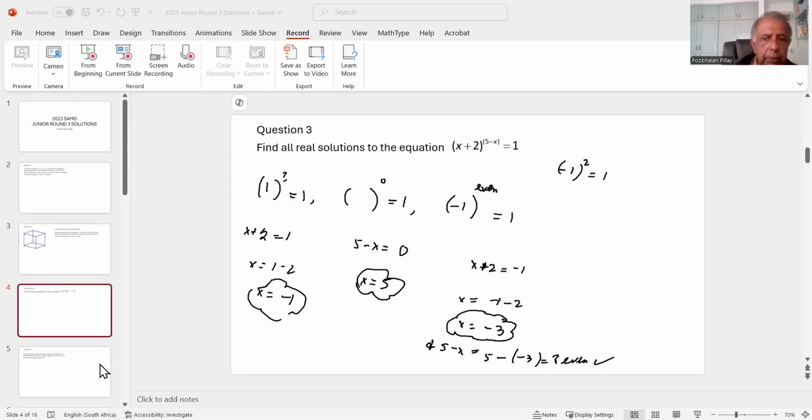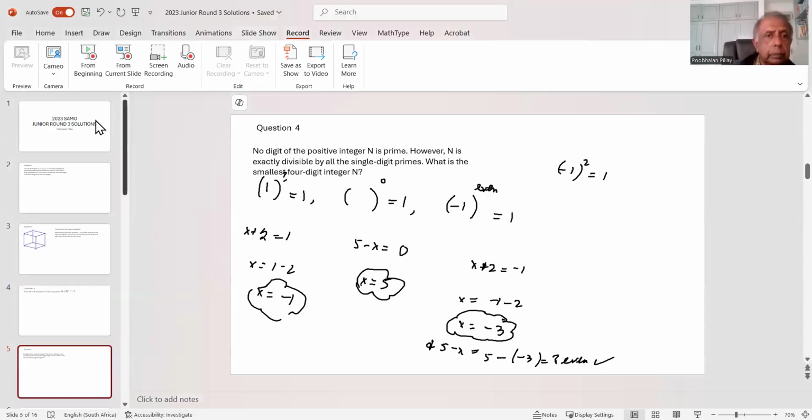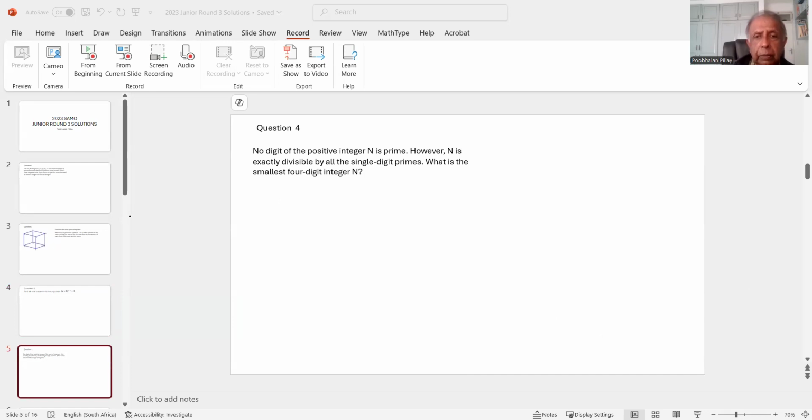Okay, so that takes me to the next problem. Question 4. No digit of the positive integer n is prime. All right, prime numbers are 2, 3, 5, 7, and so on. However, n is exactly divisible by all single digit primes.